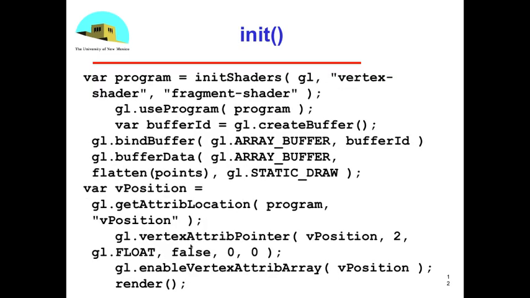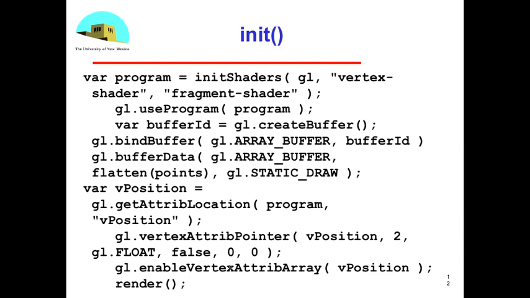The init again is pretty much the same as it's been before. Here's the program calling the vertex and the fragment shader that are inside. These are the IDs assigned inside of the HTML file. Here's the program object I've created. I say I want to use that program. I create a buffer to put the points into. I then send the points out to that buffer using the flatten function to convert from a JavaScript array to simply a string of floats. Then I set up a vertex attribute pointer. I enable it. This is what we've done before.